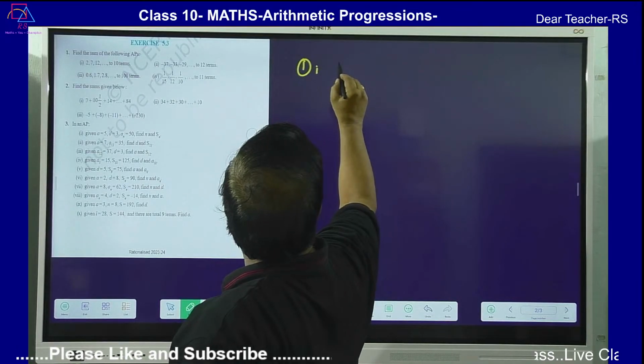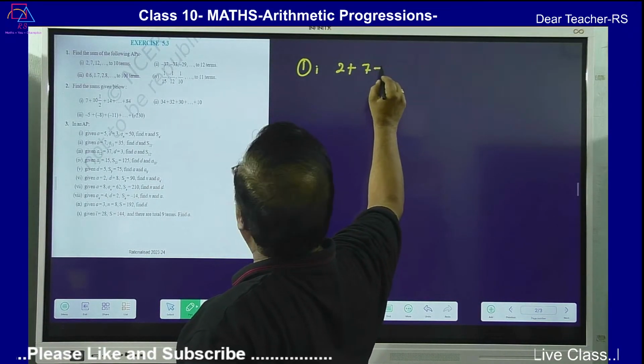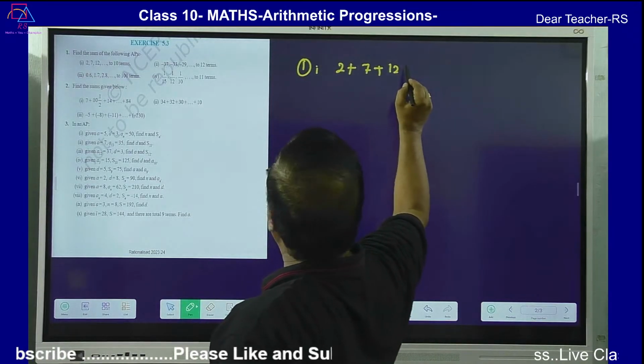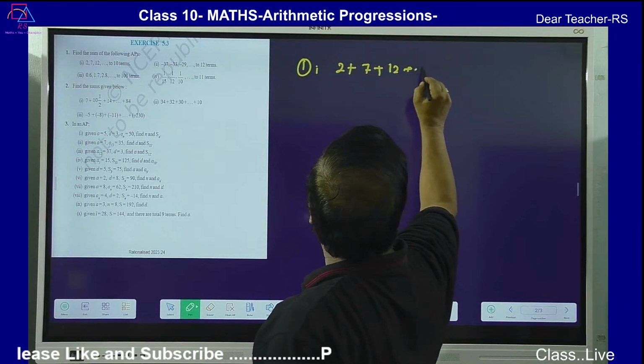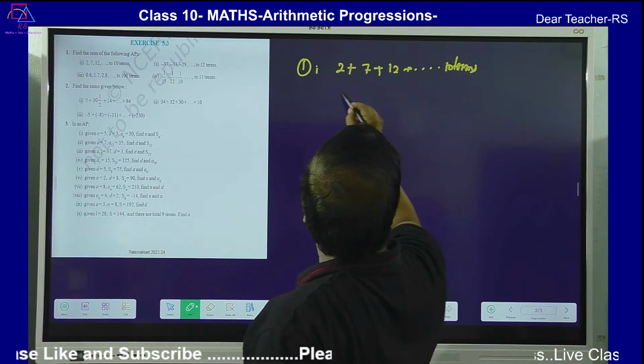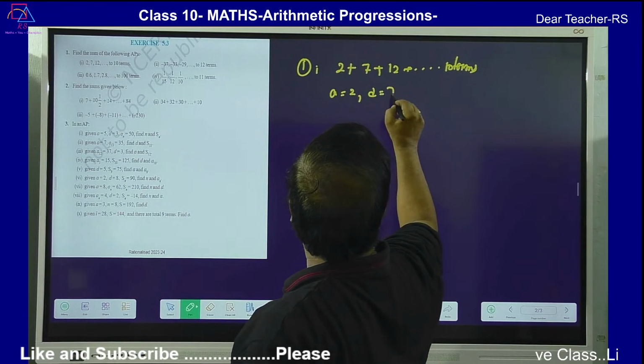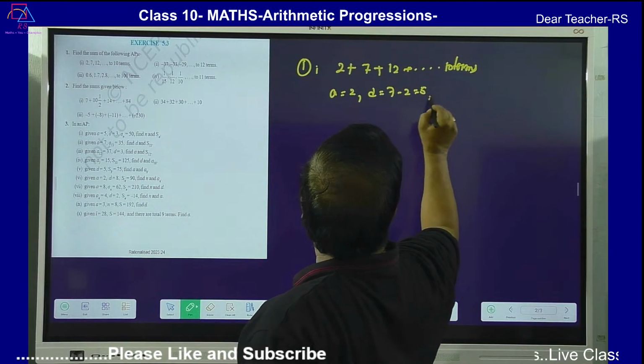First bit: 2 plus 7 plus, he did not write the plus, I am writing, and so on, 10 terms. So here a is equal to 2 and d is equal to 7 minus 2, that is 5, and n is equal to 10.